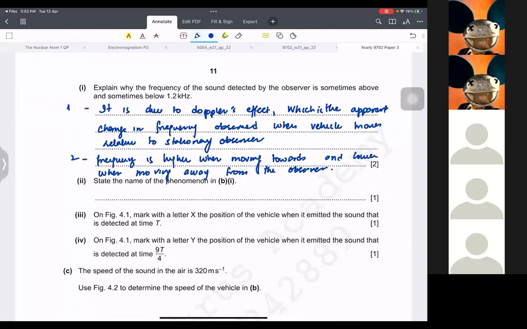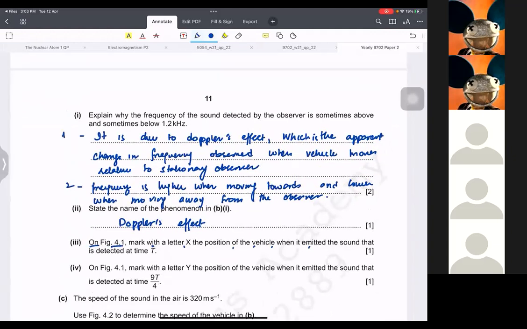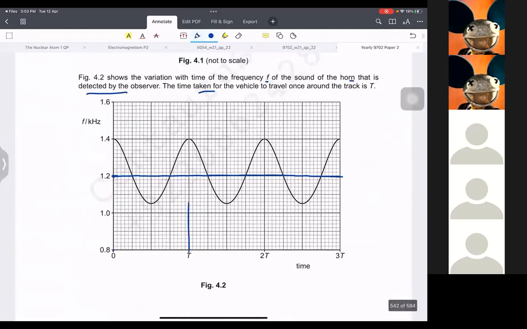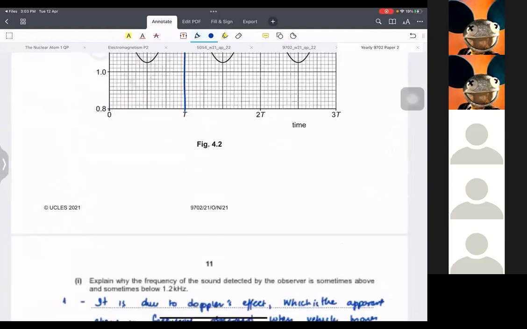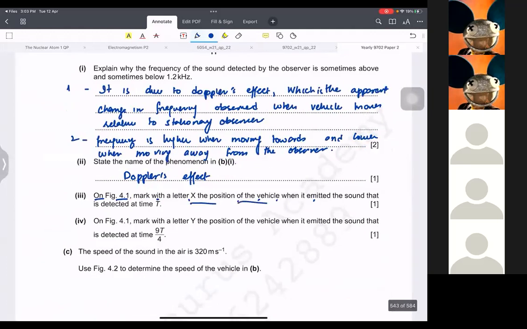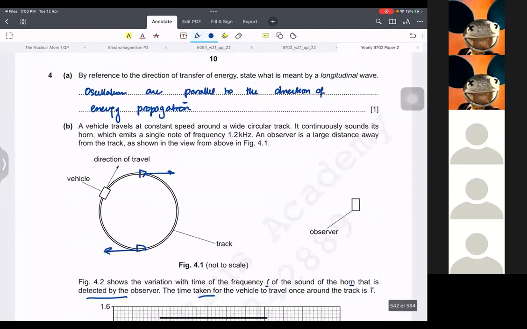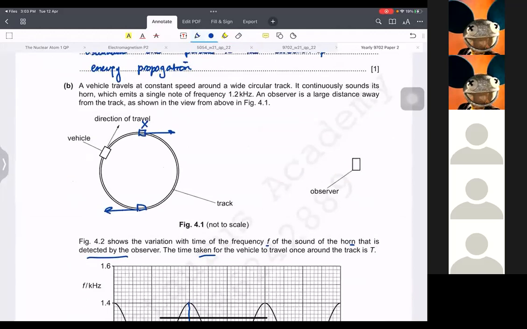Now state the name of the effect. All right. Then it says mark letter X the position of vehicle when it emitted a sound that is detected at time t. So let's check. It is at the highest frequency. So I think we have to mark position on figure 4.1. So highest position should be here, right? I already made it for some reason.